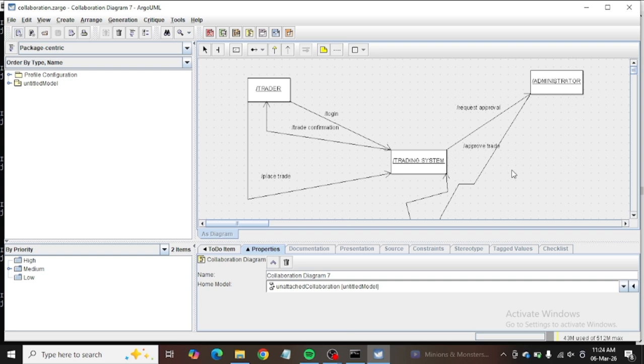Thus the collaboration diagram clearly represents the communication and the interaction between different components of a foreign trading system.